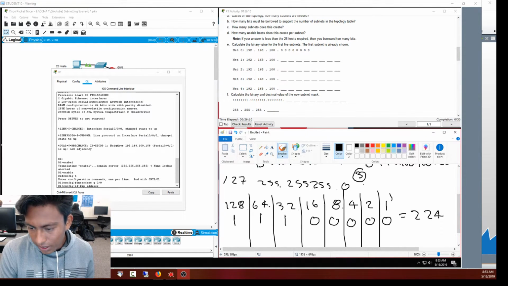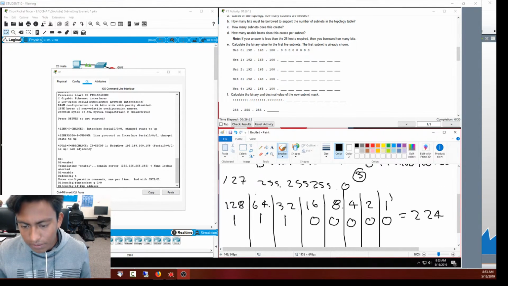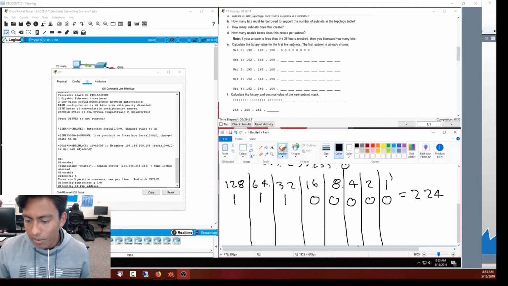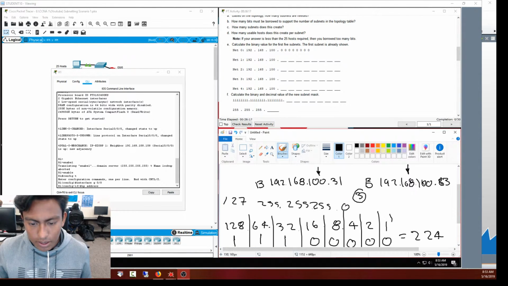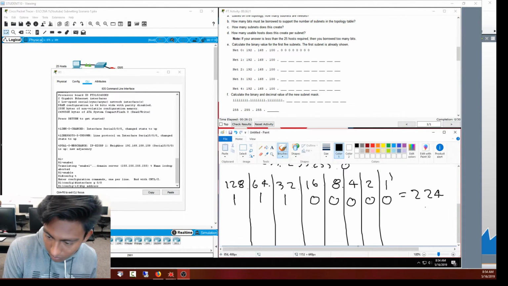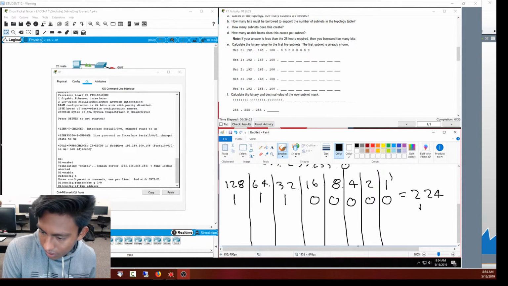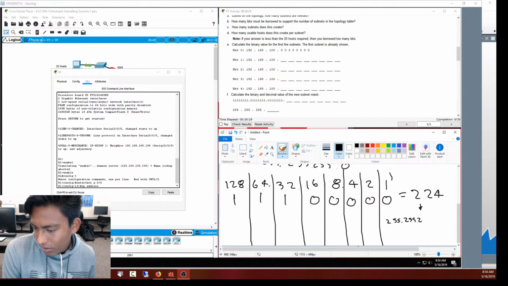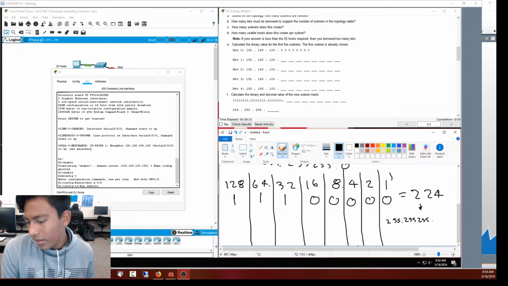And instead of it being what it previously was, 255.255.255.0, it's going to be made into 255.255.255, and instead of 0, it's going to become a 224 subnet mask.